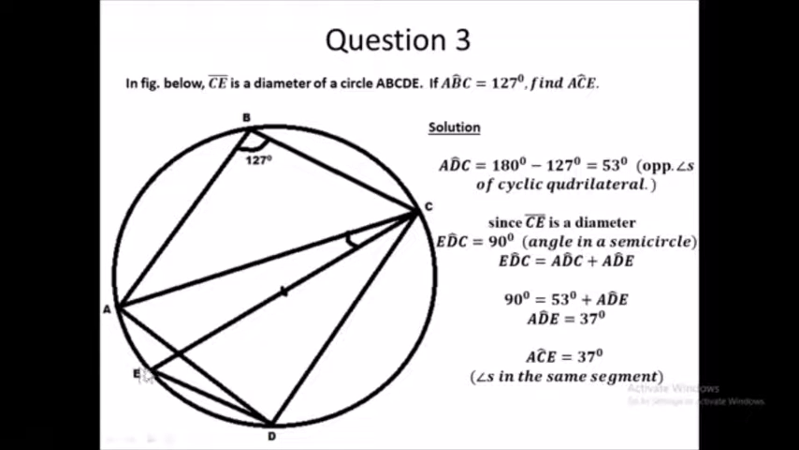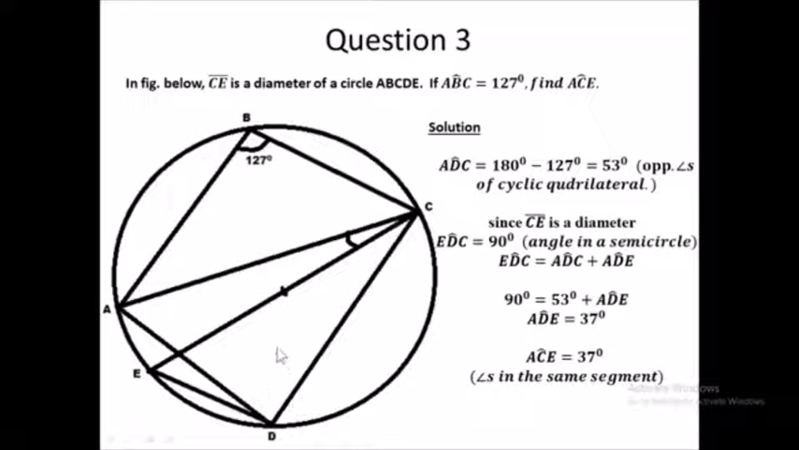So I've told you that since line EC is a diameter, the total angle here is equal to what? 90 degrees, because it is an angle in a semicircle. And don't forget that the total angle here makes up angle EDA and angle ADC. You have two angles here that make up 90 degrees.